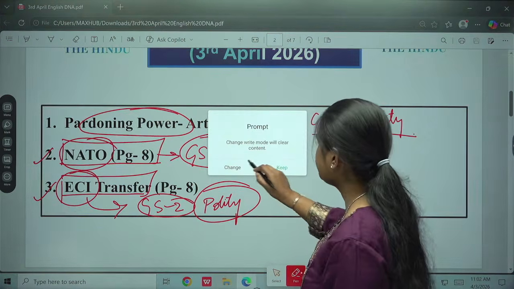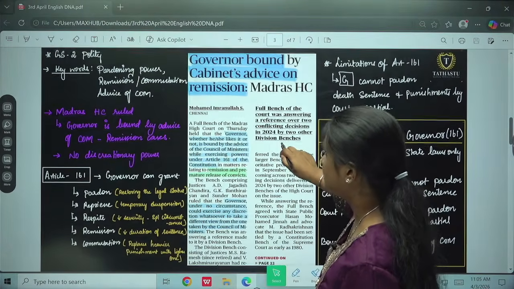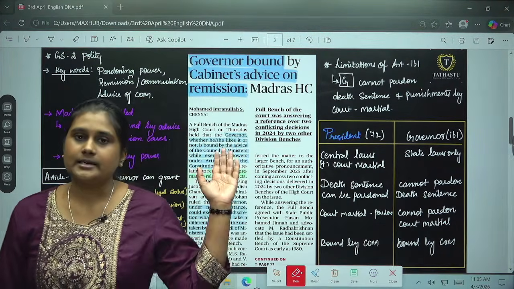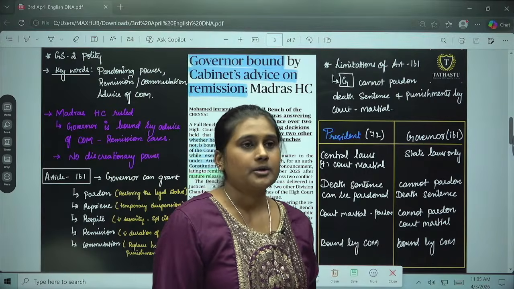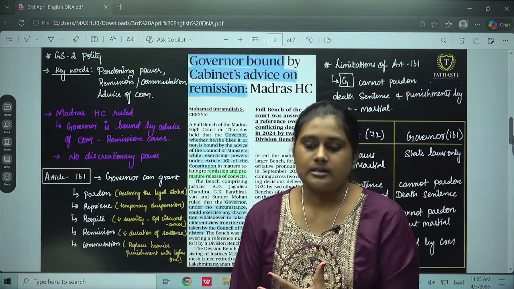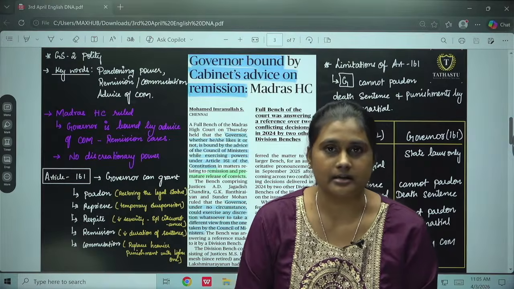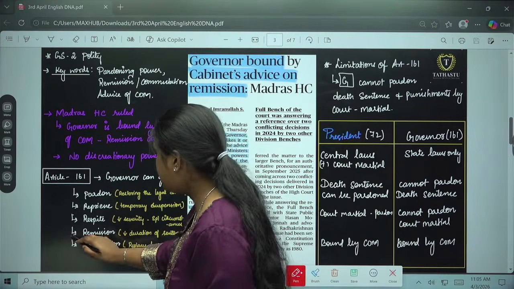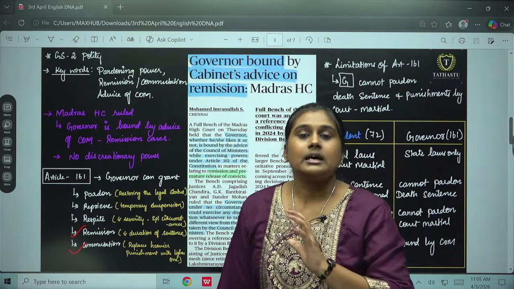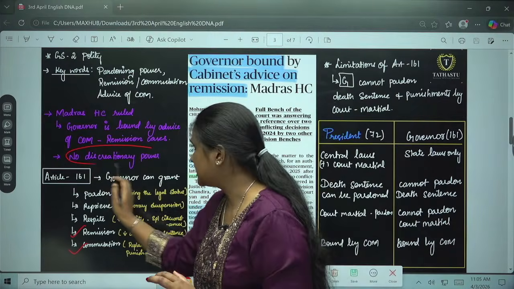Shall we move further? So the first one is about whether the governor is bound by the cabinet's advice on remission. So here, if you see the pardoning power, we have certain types. The context of this news article is that the Madras High Court stated that the governor doesn't have arbitrary or discretionary power when it comes to the pardon. Either he can remit or commute. Only this he can do; there is no arbitrary or other discretionary power for the governor.